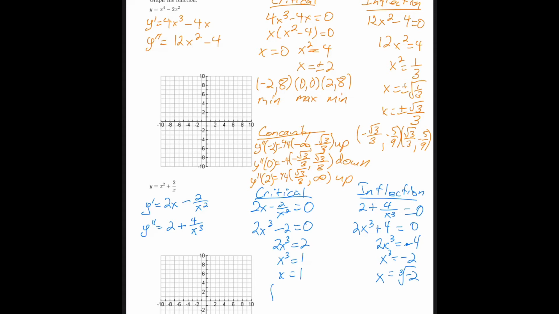Okay, so we think this graph has a critical value at 1 and an inflection point at the cube root of negative 2. So let's see what that looks like. So if we plug 1 back into the original, we get 1 plus 2, which is 3. And if we plug the cube root of negative 2 back into the original, the cube root of negative 2 cubed, oh, that's going to be an interesting number. But it would be the cube root of 4 plus 2 over the cube root of negative 2.